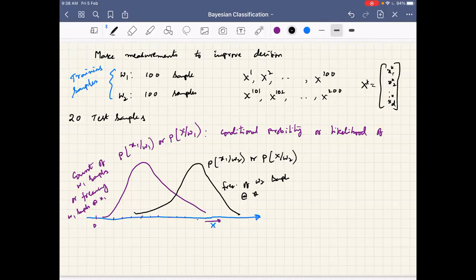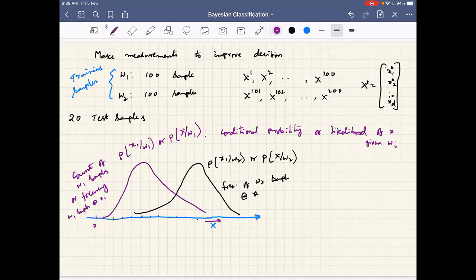So now this is referred to as conditional probability or likelihood: the likelihood of x taking a particular probability given that it comes from an omega 1 sample. That is the other way of referring to it. So this is the likelihood or conditional probability given omega 1. It is referred to in either way.